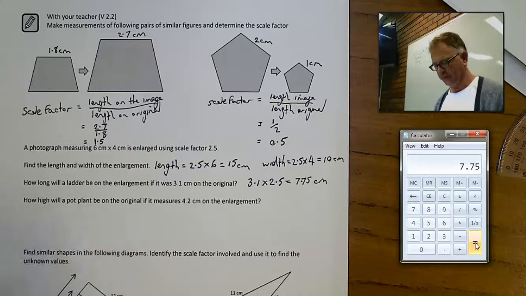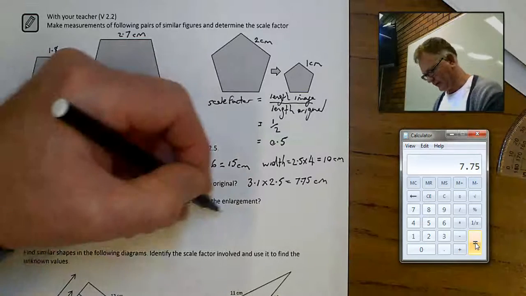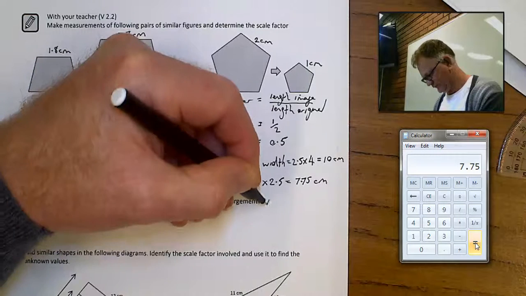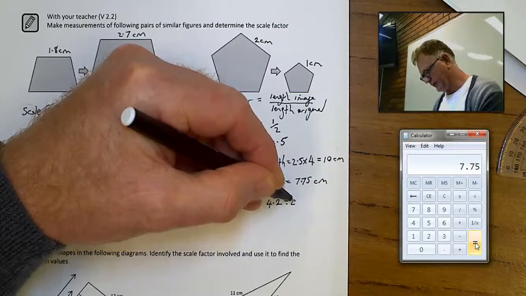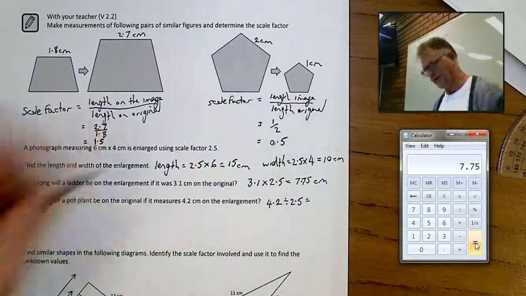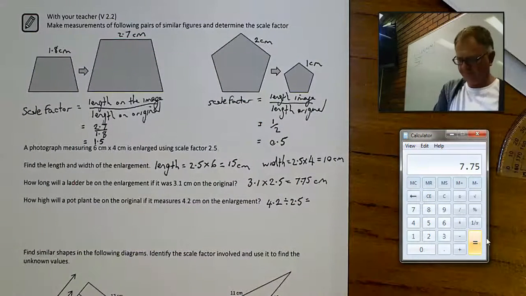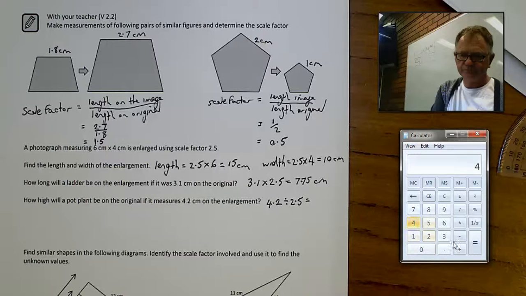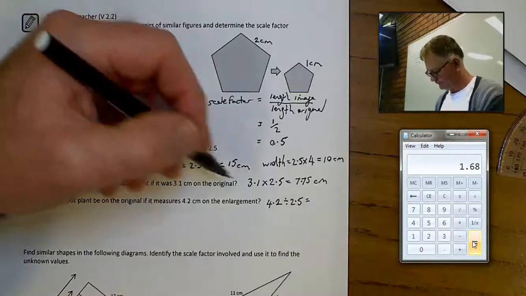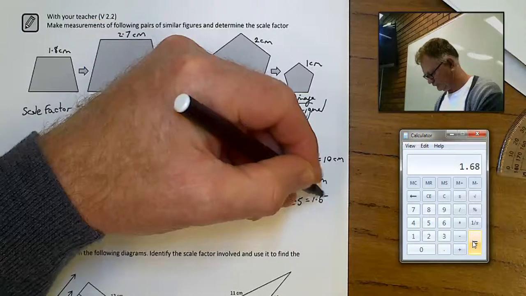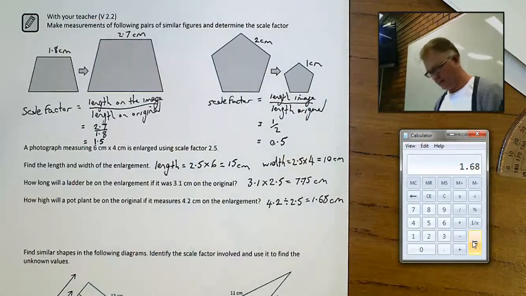So on the enlargement it was 4.2, and this time I'm going to want to divide by 2.5 to find out the size on the original. Works out to be 1.68 centimetres. I'll just set up the paper for the bottom bit.